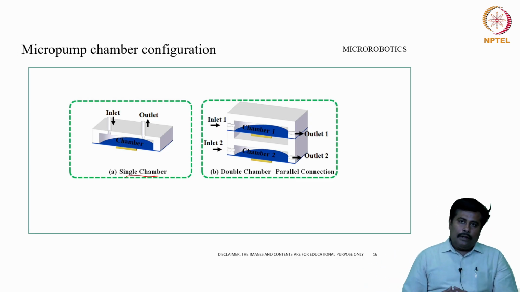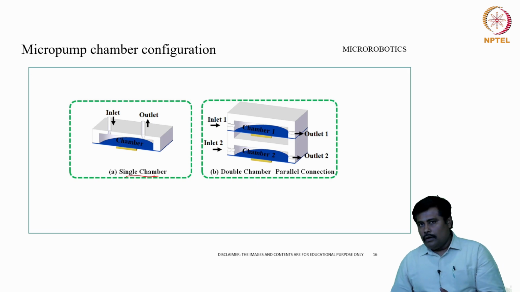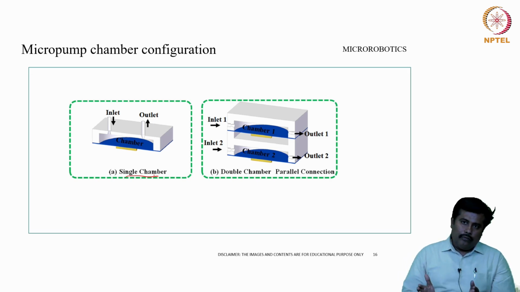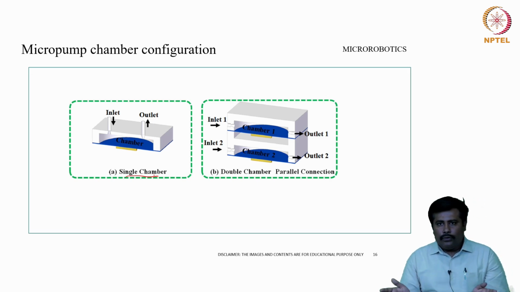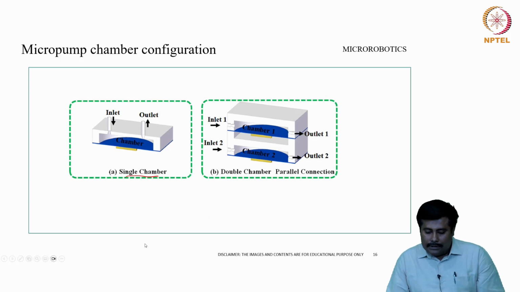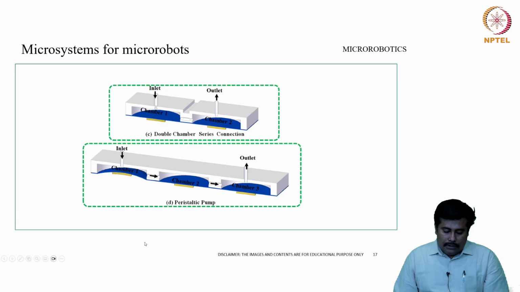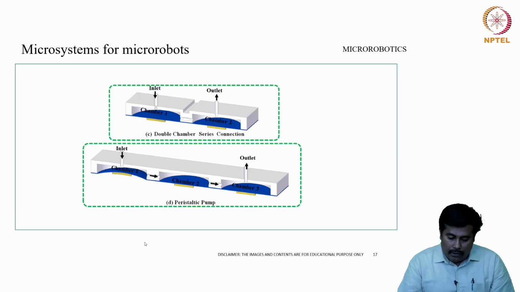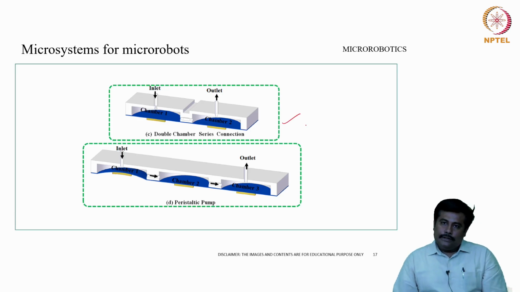Wherever you need to work on mixing of the fluid, or when you want to work on two different types of fluid, such double chamber based parallel connections can be deployed. Now, this is a configuration which we call a double chamber series connection.